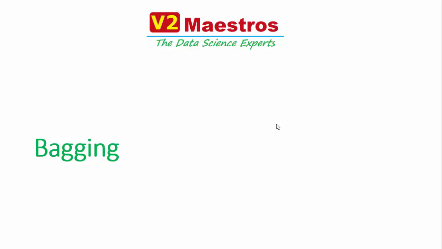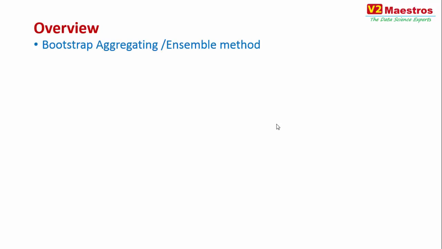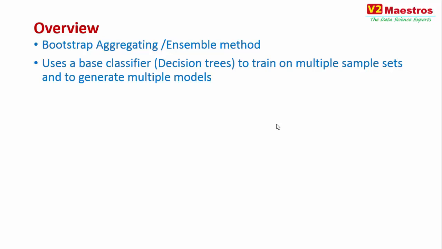The difference between bagging and boosting is how you build this data set for every model that you build. That's the only difference, and we are going to see how exactly they differ in terms of the data set that is being selected. So bagging is called bootstrap aggregating, and it is an ensemble method.